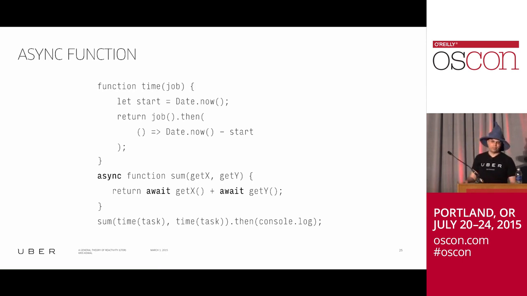So in this case, I have a time function. It takes a job callback, which is going to do some job and return a promise for the completion of that job. I'm going to keep track of when it started. I'm going to start that job. And when it's concluded, I'm going to resolve the promise returned by time with the amount of time that job took. And so I take this async function called sum. It receives two functions that can return promises. I await upon their results, combine the values, and it returns the sum. So sum returns a promise. I observe that promise for the time, and then log it to the console.